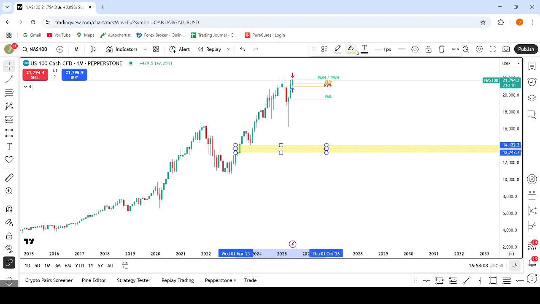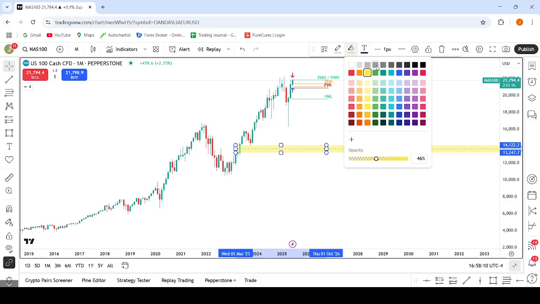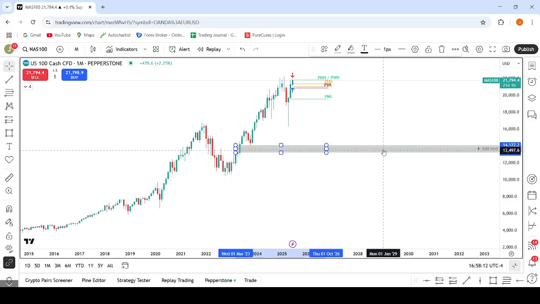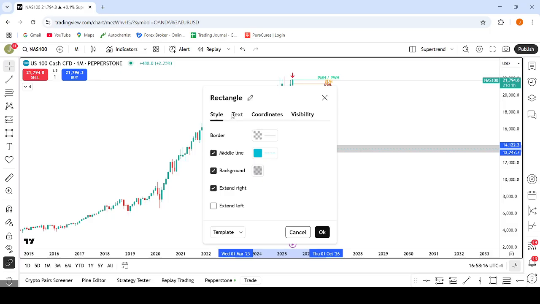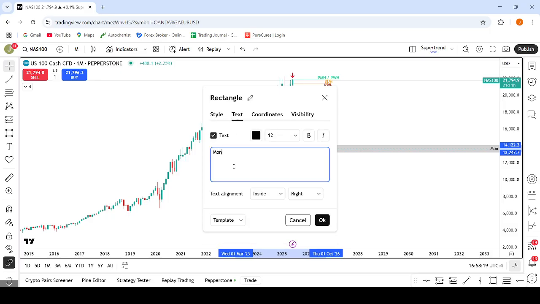I don't have a set of colours that I use. I think I'm going to, for monthly, because it's not really anything that should be too close to home, and just monthly fair value gap.